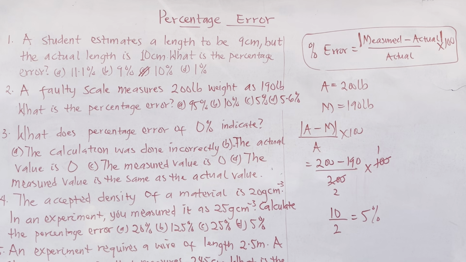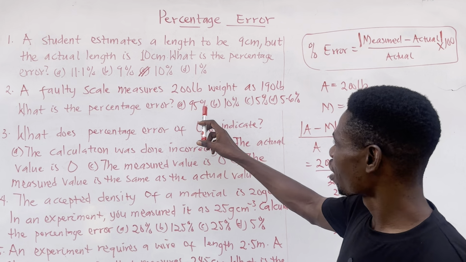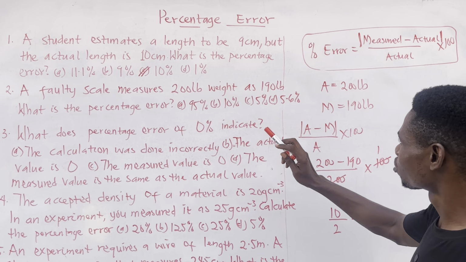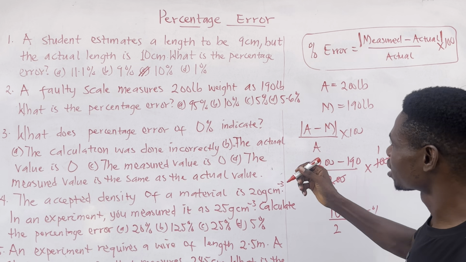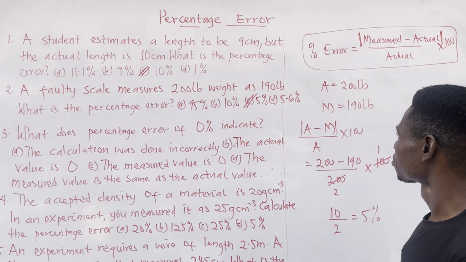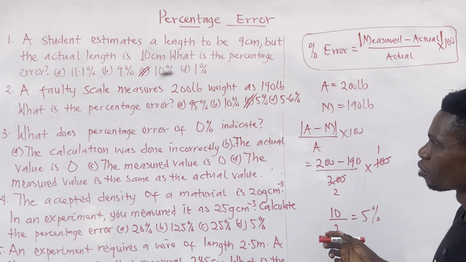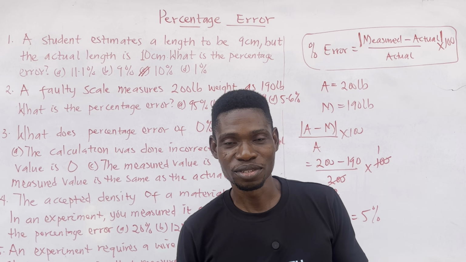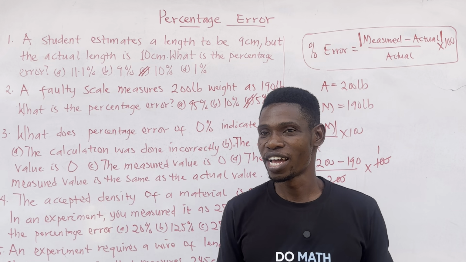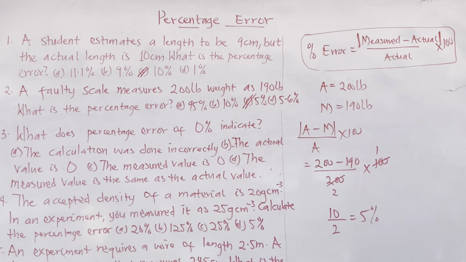Okay, that will be option what? Option A is 95%, option B is 10%, option C is 5%, and that's the correct option. Okay, so we've done 2 examples on percentage error. Let's see the third one.